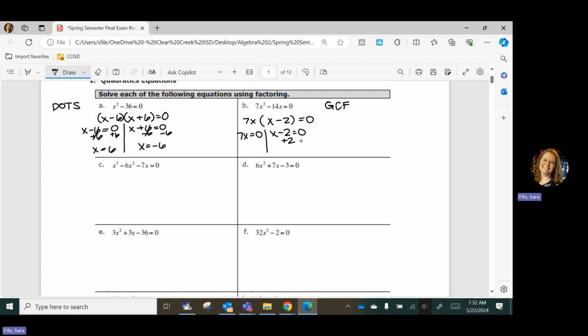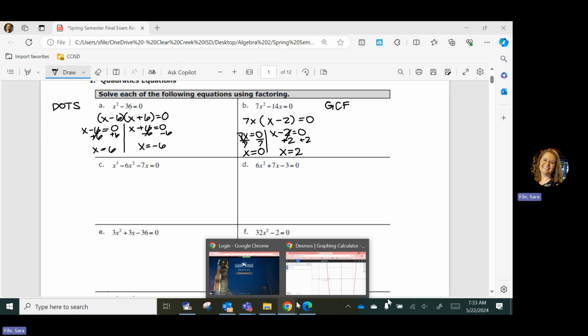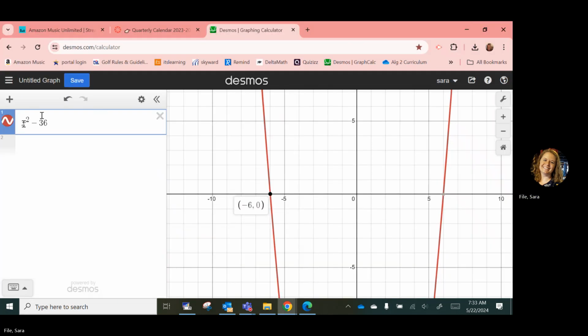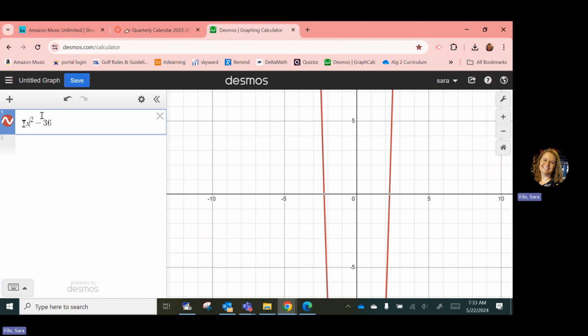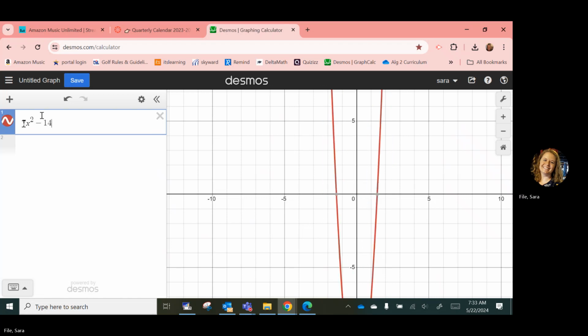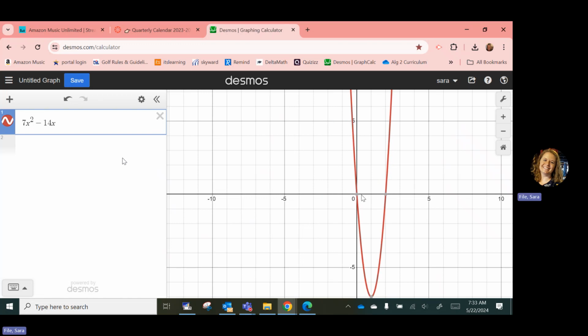Okay, so then I'm going to solve each one. Here I get positive 2. And here if I divide out the 7, it's still 0. So I get 0 and 2 as my solutions. And I can show you in Desmos, we have 7x squared minus 14x. You can see the solutions are at 0 and 2. Okay, so I'm going to do the rest of these.